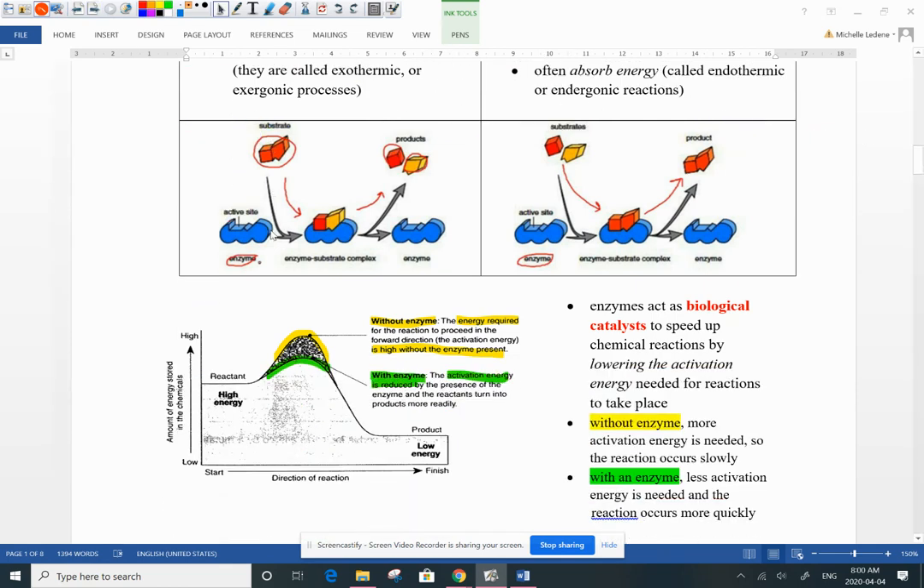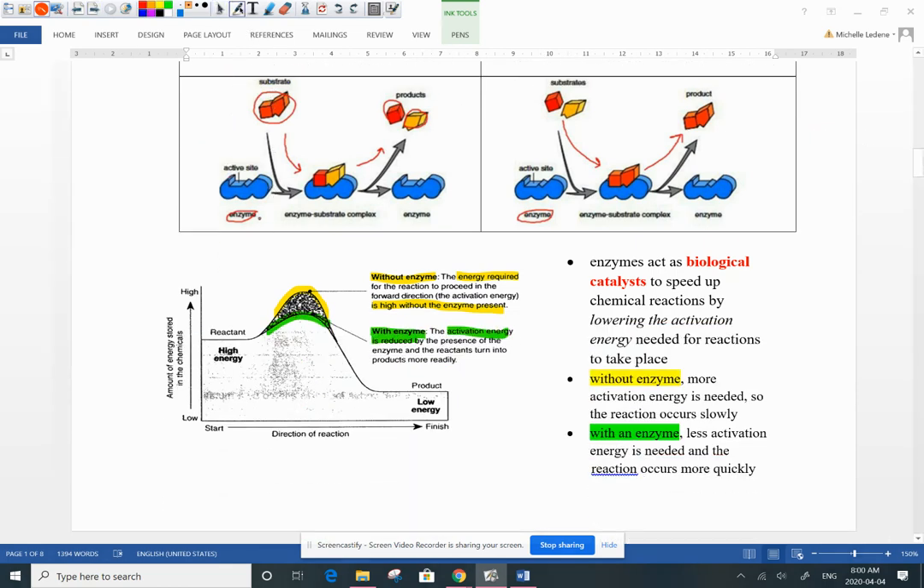Okay, so again, enzymes are catalysts. And so without an enzyme, the amount of energy that you need to kickstart a reaction is a really high amount of energy, right? So without enzymes, you need a lot of energy. But then when you have an enzyme, it reduces that activation energy, and now it catalyzes the reaction. It stimulates the reaction to occur at a much lower energy level than if you didn't have the enzyme present.